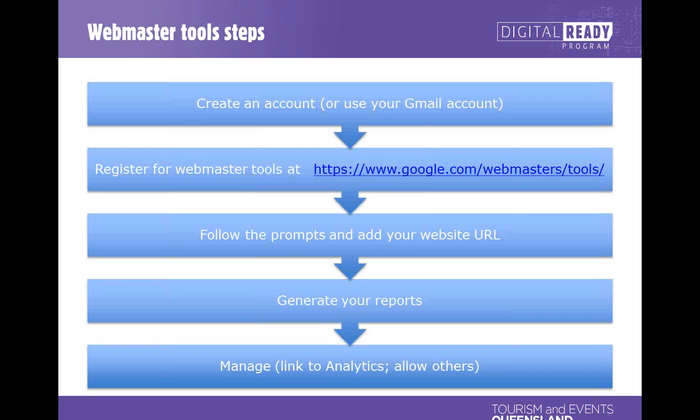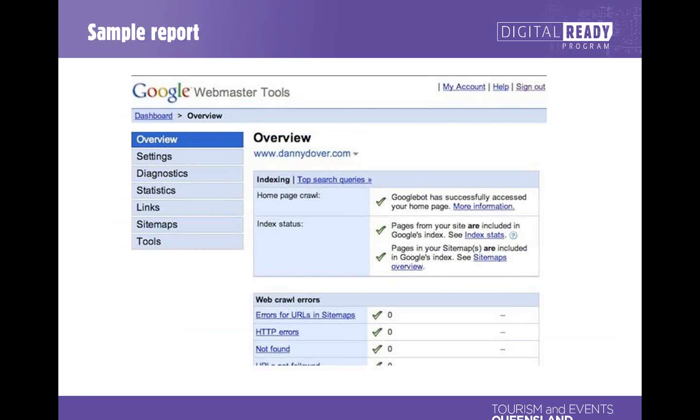Put in your website URL and it will then give you a line of code, again similar to Google Analytics, that you will put into your site, or there's various ways you can do it. Generate the report, and then you can obviously go off and fix your site, and then once you've done that you can also manage your account, so you can link it to your analytics if you have them. You can allow other people on your staff to have access to Webmaster Tools, all sorts of things. So it's free, again it's a no-brainer, it can really help your SEO, search engine optimization, so I would recommend that you have a look at Webmaster Tools as well.